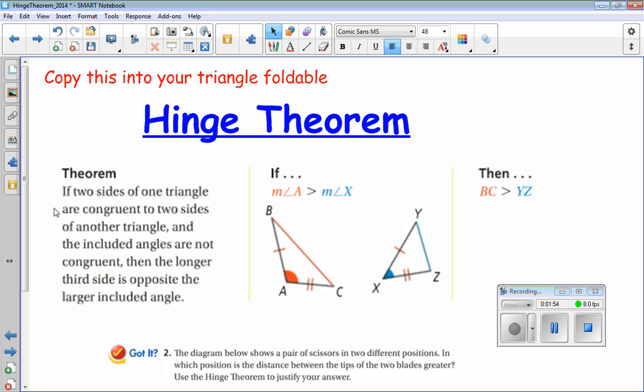If that's the case, then the side opposite the larger angle, which in this case is segment BC, is going to be longer than the side across from the smaller angle. That kind of makes sense, doesn't it? If you're opening it up wider, it's a bigger angle, and even though the sides are congruent, this is going to be bigger than the other one.